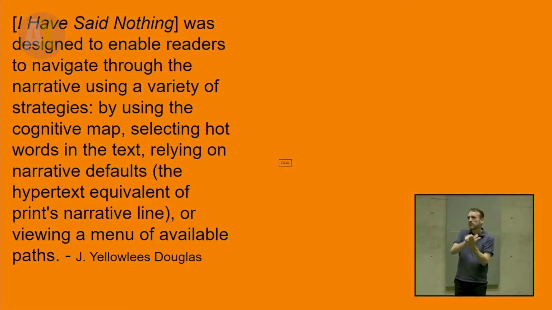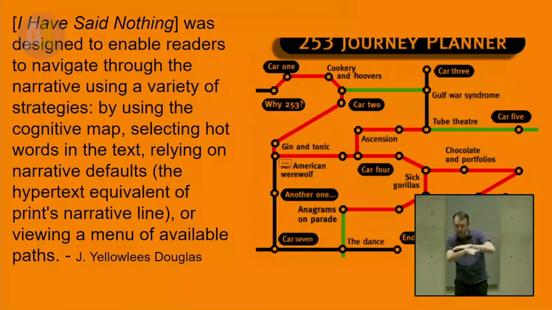Geoff Ryman's hypertext work 253, which is a masterpiece, by the way, is more literal still, providing a map modelled after those in the London Underground, a journey planner linked in every passage, a permanent escape hatch for the confused reader who's thinking, hypertext fiction, I don't know about that.